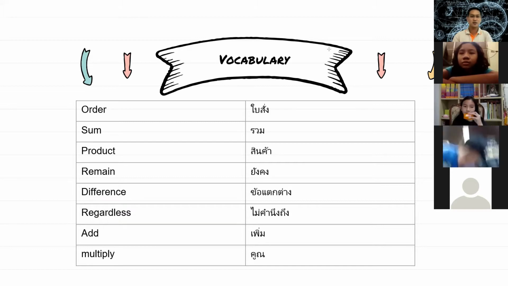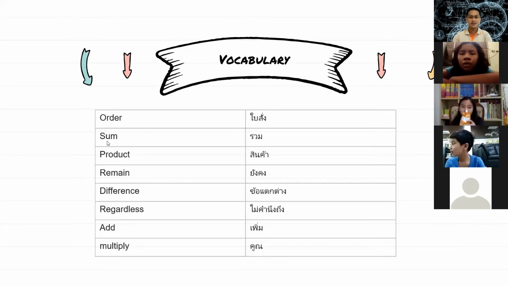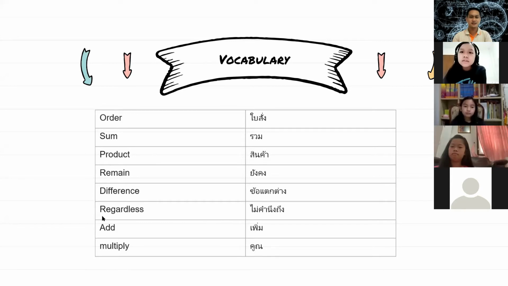Okay. Can you read it again without me? First one. Order. Next. Okay, the next one. Sum. Very good. Next. Product. Okay, next. Remain. Next. Difference. Very good. Regardless. Very good. Next. Add. And the last one is multiply.